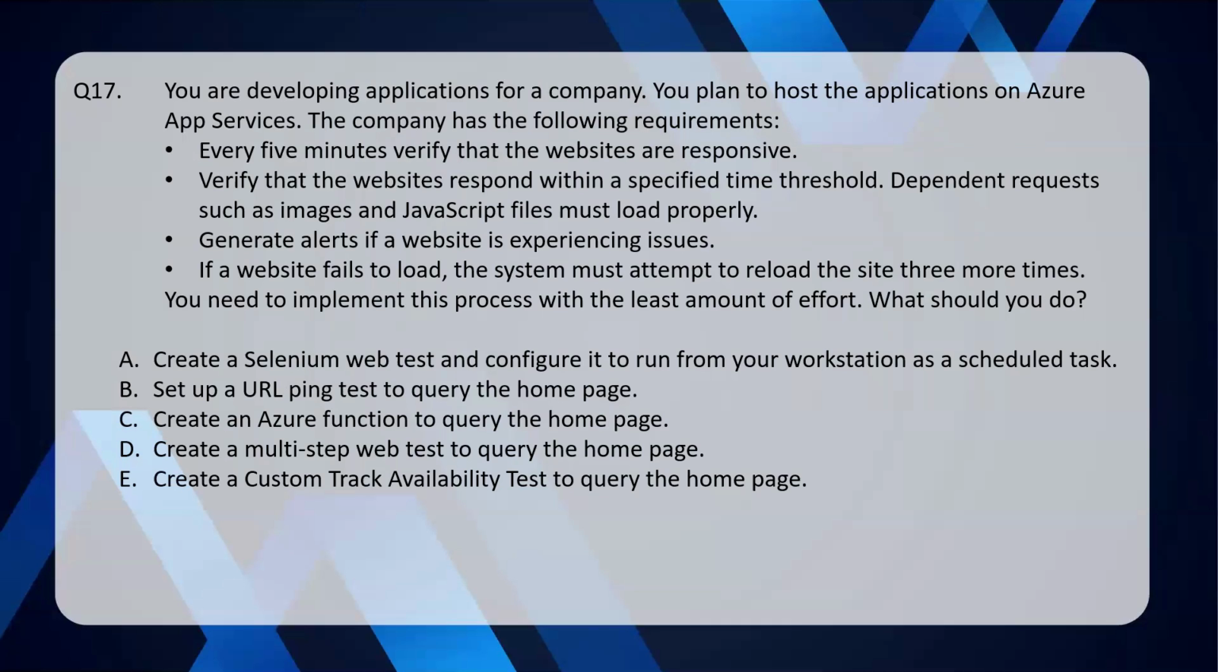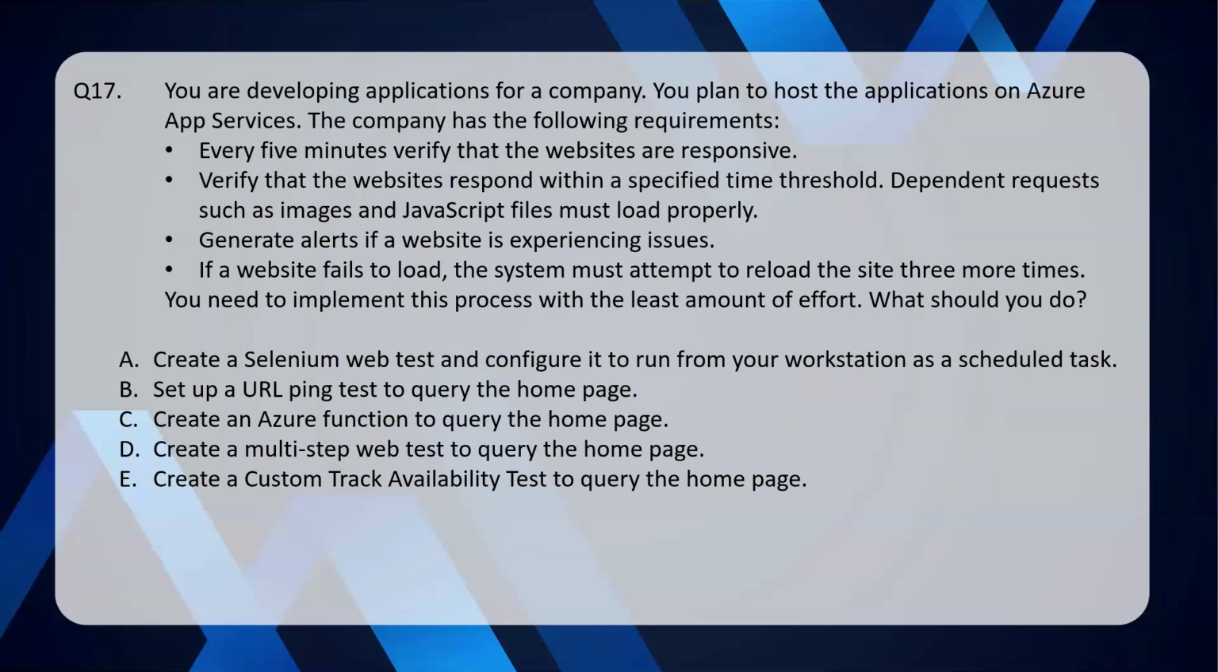What should you do? Your options are create a Selenium web test and configure it to run from your workstation as a scheduled task. Set up a URL ping test to query the home page. Create an Azure function to query the home page. Create a multi-step web test to query the home page. Create a custom TrackAvailability test to query the home page.